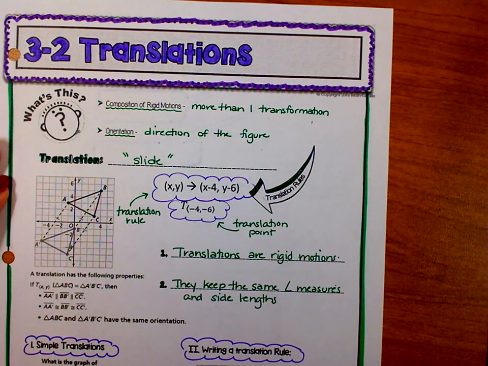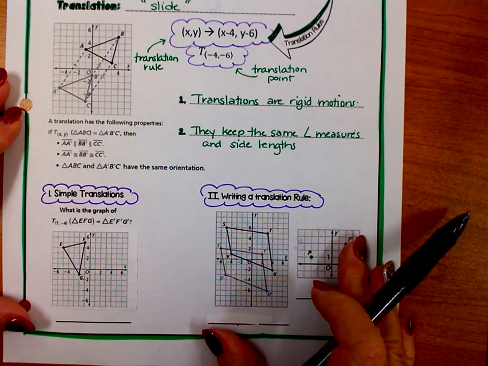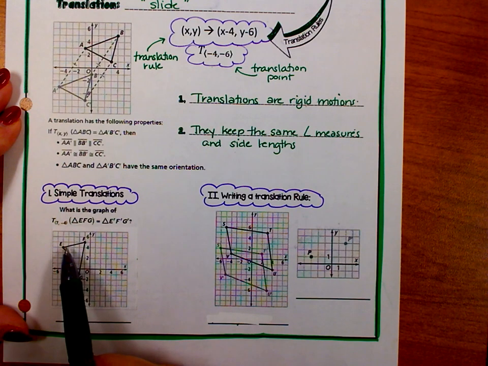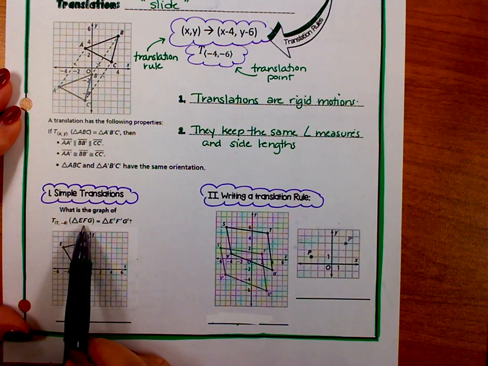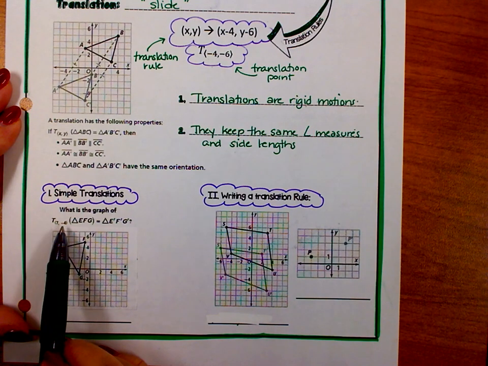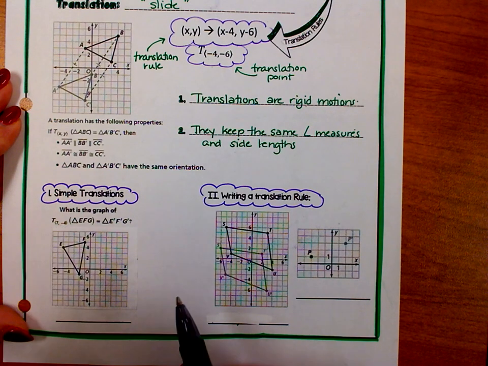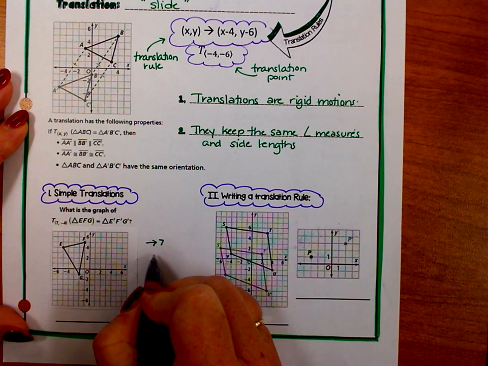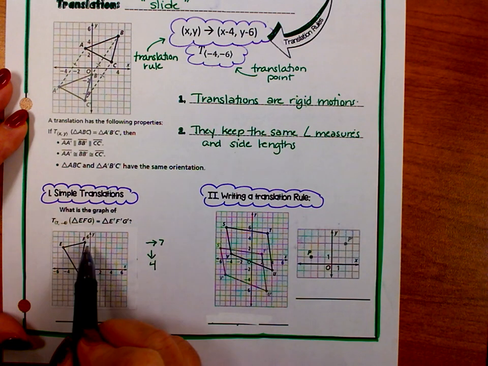Okay, let's take a look at a simple translation. This one down here, we have the pre-image of EFG, and according to our translation rule, we're going to add 7 and we're going to subtract 4. So add 7 means we're going to go to the right 7, and subtract 4 means we're going to go down 4. So let's take a look at point F.